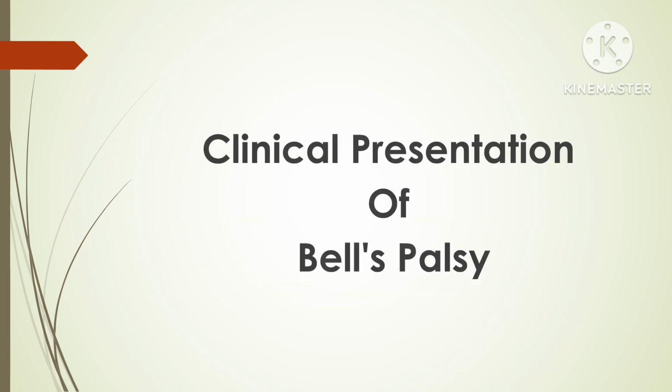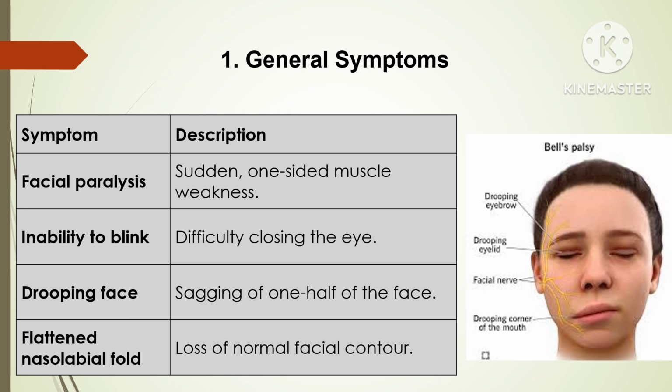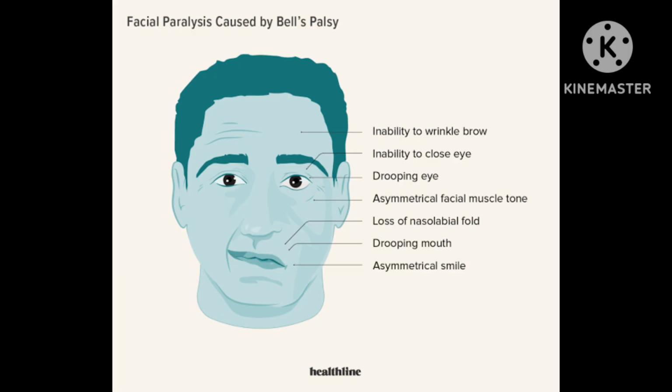Let's explore the key features of Bell's palsy in a simplified way. First of all, the symptoms appear all of a sudden and worsen quickly, usually reaching their peak within 2 to 3 days. One side of the face becomes weak or completely paralyzed. This leads to drooping of one side of the face, flattening of the nasolabial fold, which is a curve between the nose and mouth, difficulty in blinking or closing the eye on the affected side, and trouble moving the lips, such as puckering or raising the corner of the mouth.